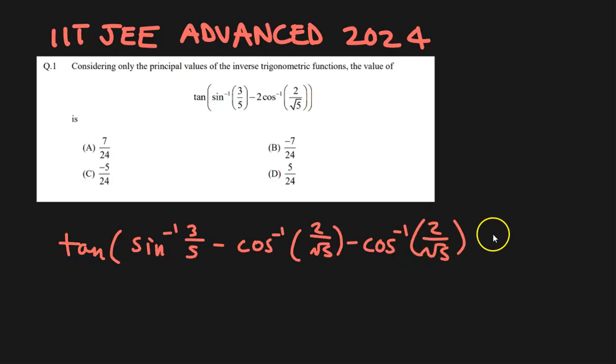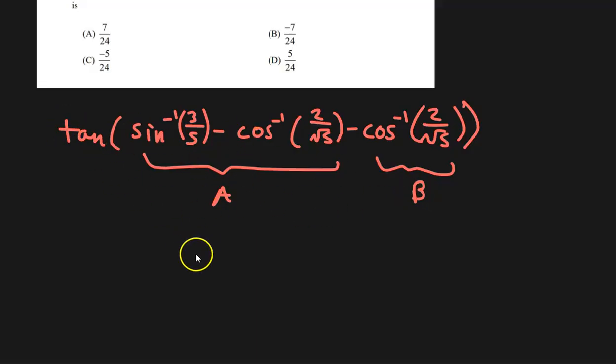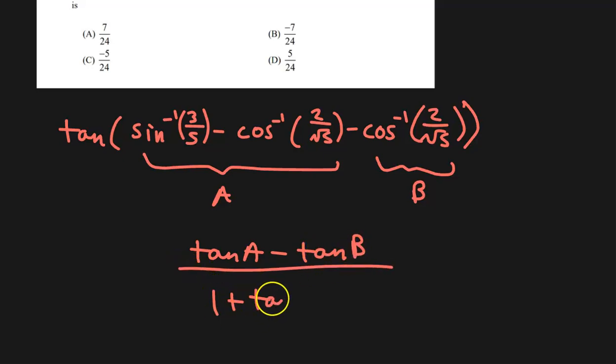Now there are 3 terms within this tan function, so we're going to break it into 2 sets of 2. We're going to start with these two. Let's call this A and let's call this B. So the final answer, tan of this, is going to be tan A plus tan B, or actually because it's minus B, it'll be tan A minus tan B divided by 1 plus tan A tan B. This is just the angle addition formula for tan.